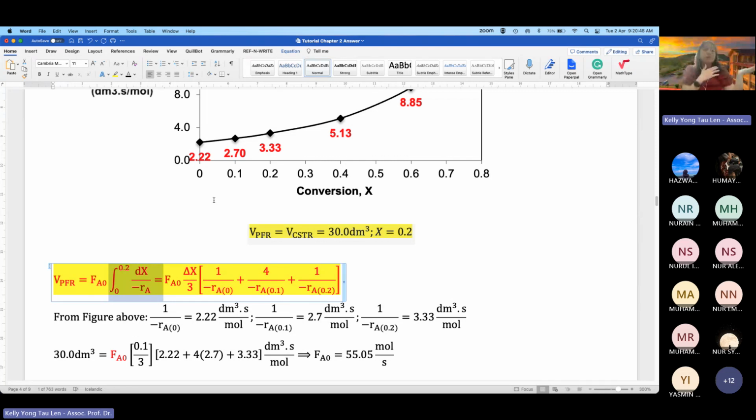You can see from this equation, I know the volume, I know X, I know minus RA from the Levenspiel plot. Volume is from the information. And the only unknown that I do not know and which I want to find is FA naught. So at this stage, even before I proceed to the next step, I already know that I can solve this equation and get FA naught.